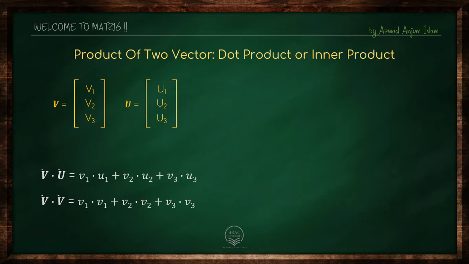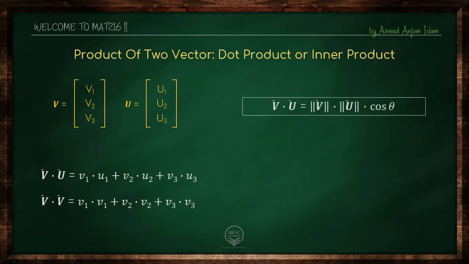Now there is another formula for dot product, which is this one. The dot product of two vectors is the multiplication of the magnitude of those two vectors into cos theta. Here, theta is the angle between two vectors. Now we can get a few interesting things out of this equation.